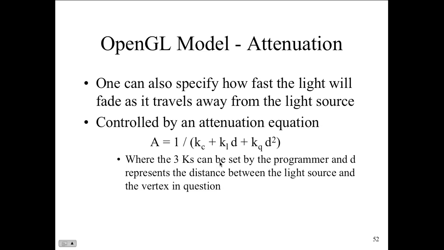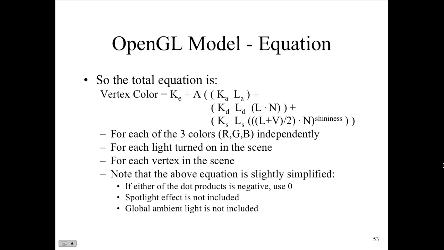So the 3 Ks can be set by the programmer, and the d represents the distance between the light source and the vertex in question. It's all fixed on the distance. Depending upon the distance, you're going to fade the light to that particular distance. So it'll be a faster fade if it's short, which makes it not very intense. The longer the distance, the more intense the light. The stronger the light's going to be for half the distance, and then it's going to fade for the rest of it.